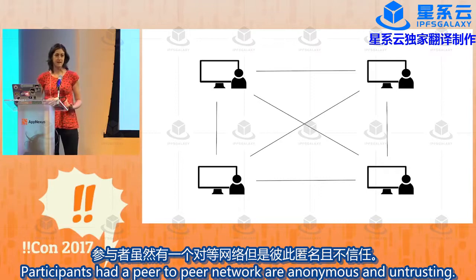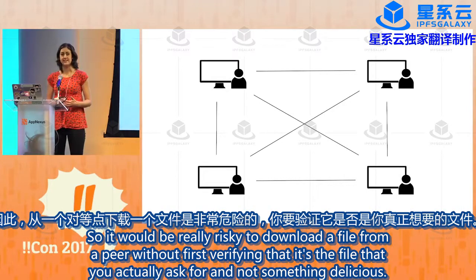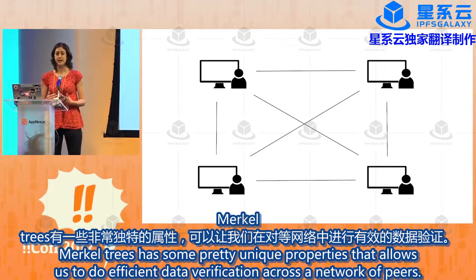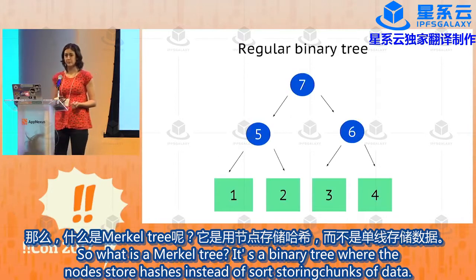Participants in a peer-to-peer network are anonymous and untrusted, so it would be really risky to download a file from a peer without first verifying that it's the file that you actually asked for, and not something malicious. And this is where Merkle trees come in. A Merkle tree has some pretty unique properties that allows us to do efficient data verification across a network of peers. So what is a Merkle tree?